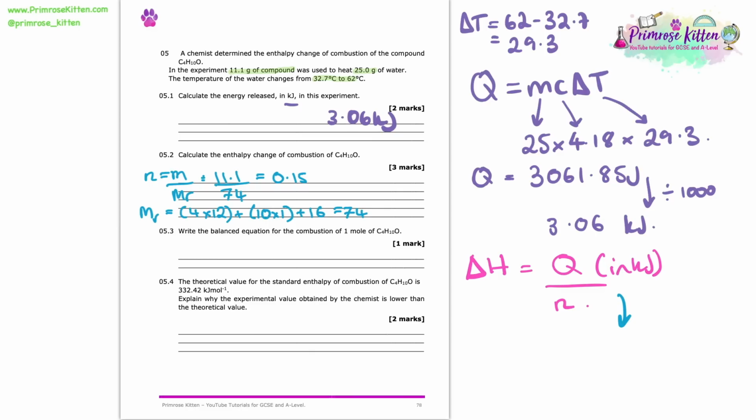Going back to the equation to find the enthalpy, we see that delta H equals 3.06 divided by 0.15. And that gives us an enthalpy change equal to 20.4 kilojoules per mole. The final thing to check is whether this is an endothermic or an exothermic reaction. In this case, you can see that the temperature increases. And because the temperature increases, we can say that the enthalpy change is negative. So our final answer is minus 20.4 kilojoules per mole.